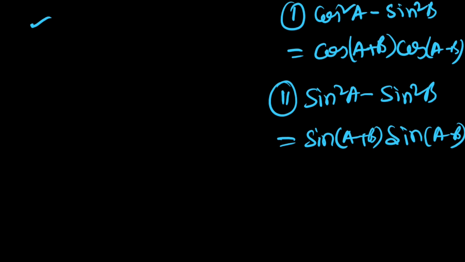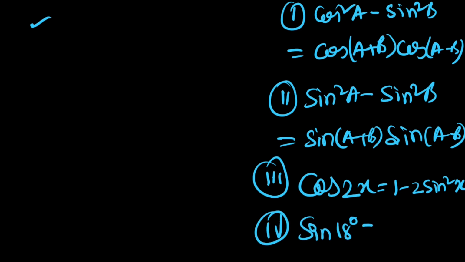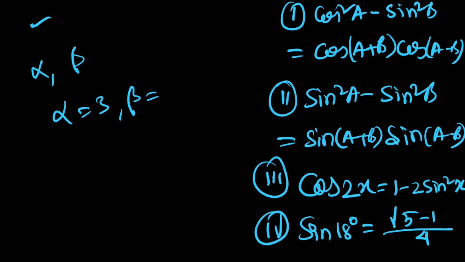We also use another identity, that is cos 2x is equal to 1 minus 2 sin square x. This identity we also use here. For this one value we remember, sin of 18 is equal to root under 5 minus 1 over 4. If you cannot remember these four things, it is trouble to solve this problem. If you remember these four identities, it is easy to solve this type of problem. So using these four identities, we get the values alpha is equal to 3, beta is equal to 1. Therefore alpha plus beta we got 4.